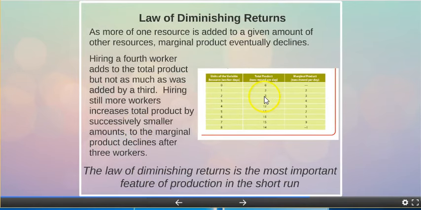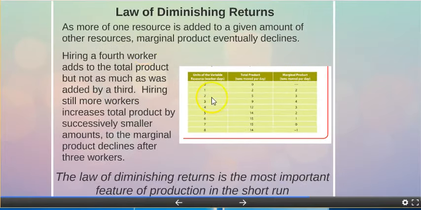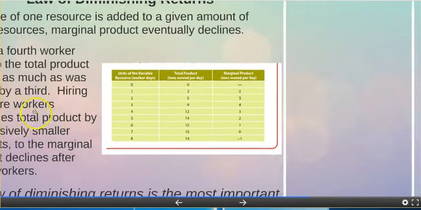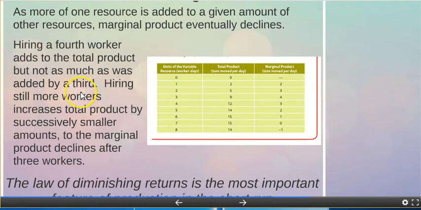In the graph, I put the graph right here again: as more of one resource is added to a given amount of other resources, marginal product eventually declines. As we hire more workers, our marginal product increases and then it declines. For example, your 4th worker adds to the total product, but not as much as the 3rd. Hiring still more workers increases total product by successively smaller amounts. So the marginal product declines after 3 workers.